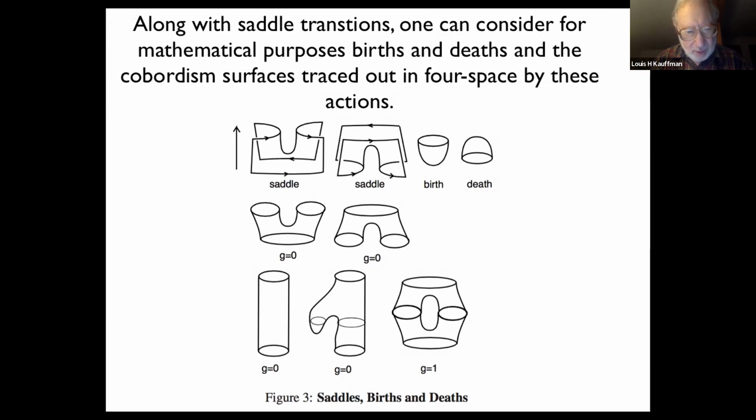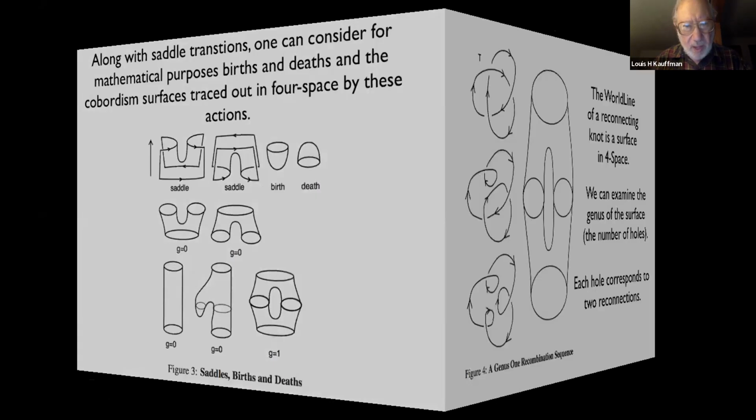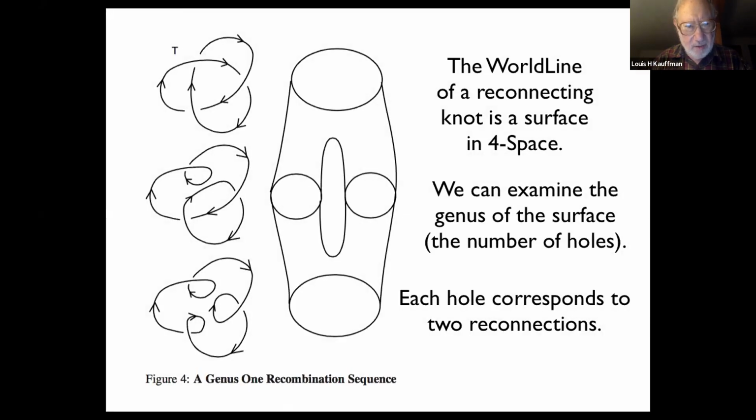And we have the question, which is sometimes answerable: what is the least genus surface in the 4-ball that bounds a knot in the 3-sphere, and such like questions. So in the case of the trefoil and its 2 reconnections to get to the unknot, you see that 2 reconnections corresponds to doing 1 bit of genus in the surface.